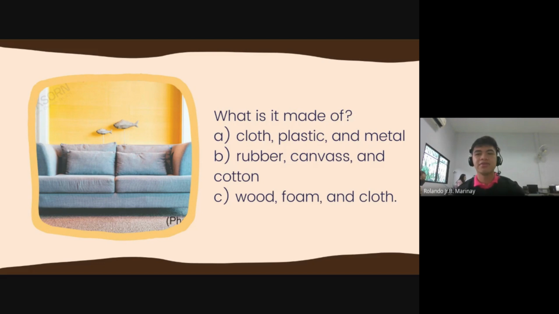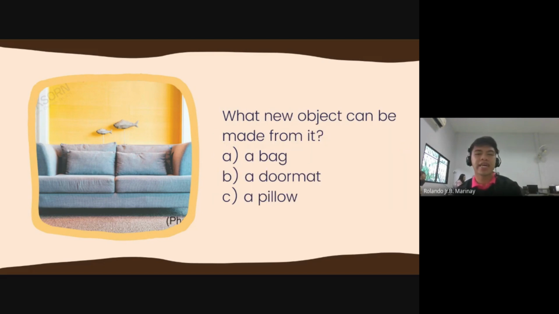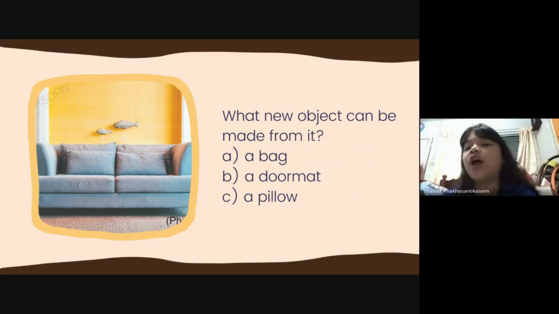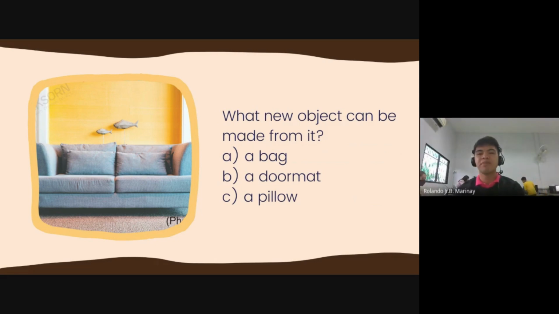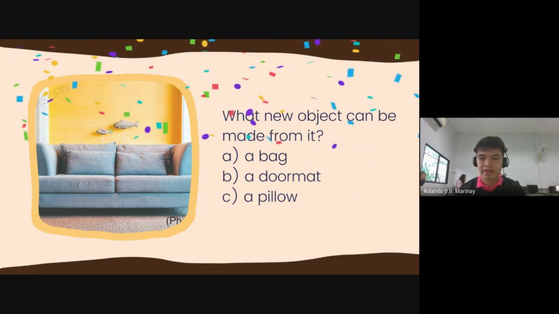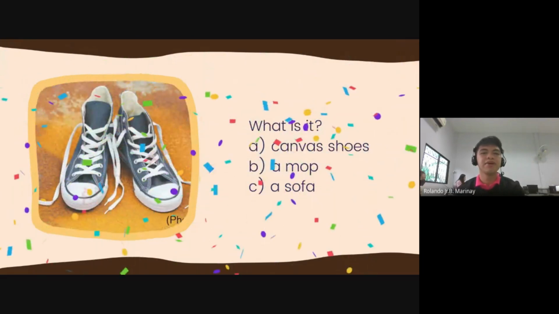All right, thank you. Okay, next, what new object can be made from the following materials that we said? From the wood, foam, and cloth. Is it A, a bag, B, a doormat, or C, a pillow? C. Pillow, very good. Maybe you can get the foam or cotton from the sofa and make a pillow. Okay, that's good. Lakim, right? Very good, Lakim.